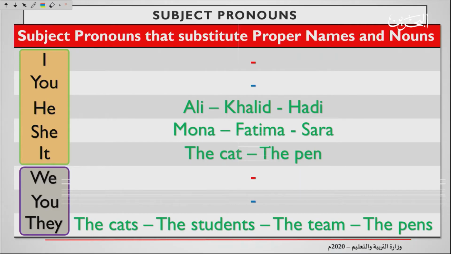As you see, if you can remember, first person cannot be substituted with a name or a noun. And second person acts the same, but third person can be. So please remember that.